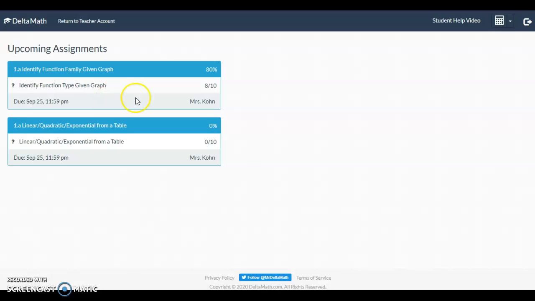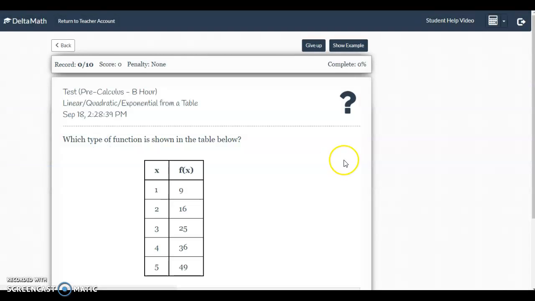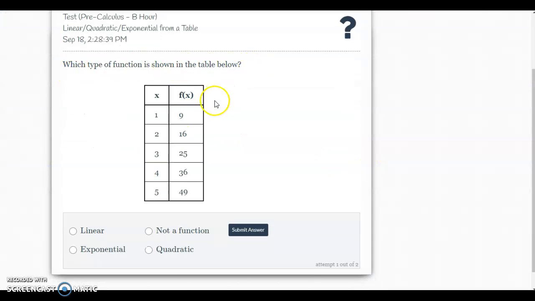Alright, the other type of assignment you have to do later this week is you have to complete linear, quadratic, or exponential from a table. So all you'll do is click on the category, and then it's just going to ask you which type of function is shown in the table below, linear, quadratic, exponential, or not a function. So again, this is where you just do your differences. So like 9 to 16, I'd have to add 7. And then 16 to 25, I'd have to add 9. 25 to 36, I'd have to add 11. So my first differences aren't all the same. And then I can't multiply by the same thing, right? 9 times something does not give me 16 very nicely, and from 16 to 25 it's not the same.